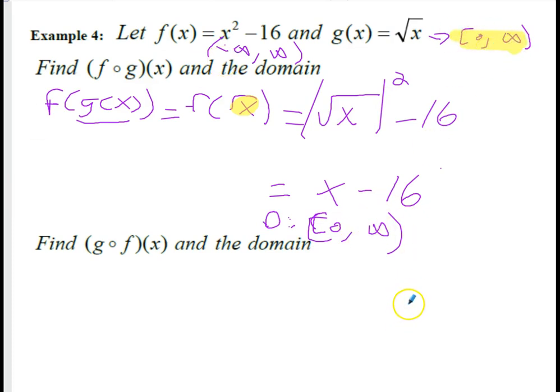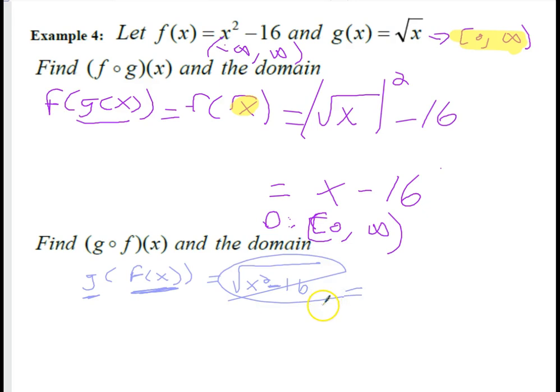So moving on to g of f of x, we are going to take what f is, so it's going to be the square root of x squared minus 16. Again, taking the f function and plugging it into g. So that's our final answer for that composition.